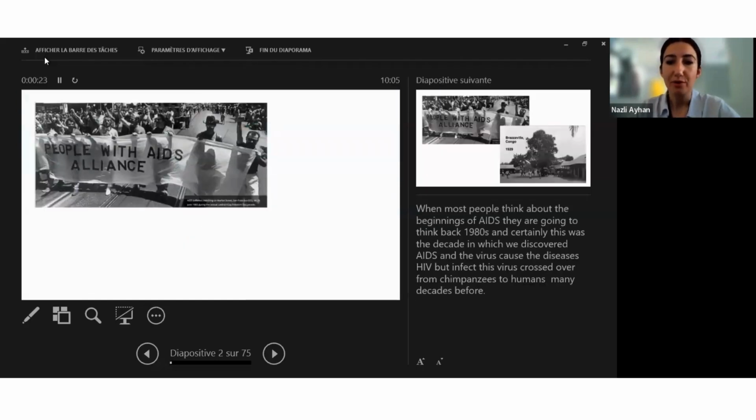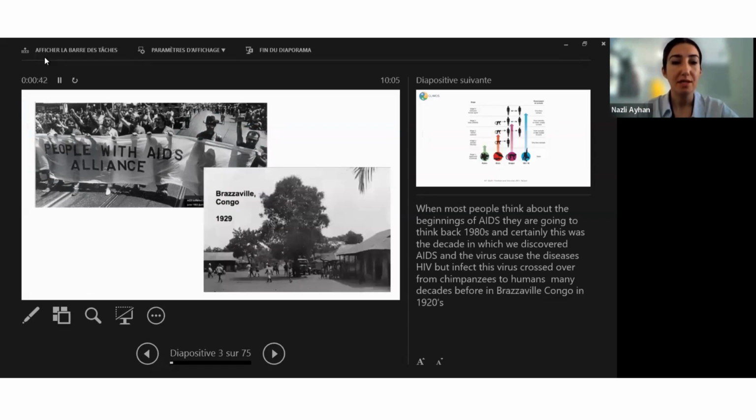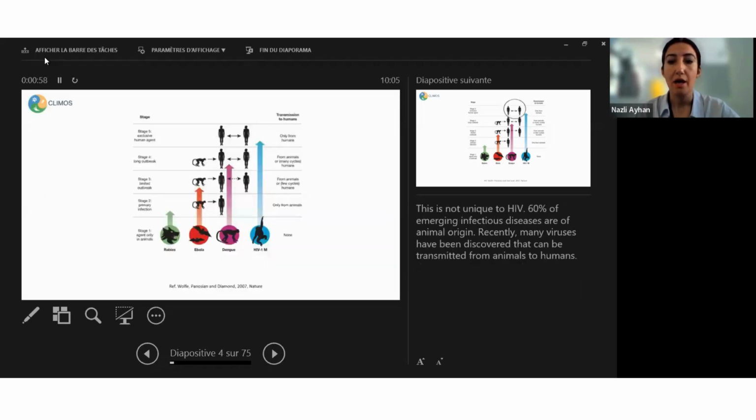When most people think about the beginning of AIDS, they are going to think back to the 1980s. And certainly this was the decade in which we discovered AIDS and the virus that caused the disease, HIV. But in fact, this virus crossed over from chimpanzees to humans many decades before, in Brazil and Congo in the 1920s. So what took us so long to discover the virus and identify the viral agent? Of course, there are many reasons behind this question, and this is not unique to HIV.